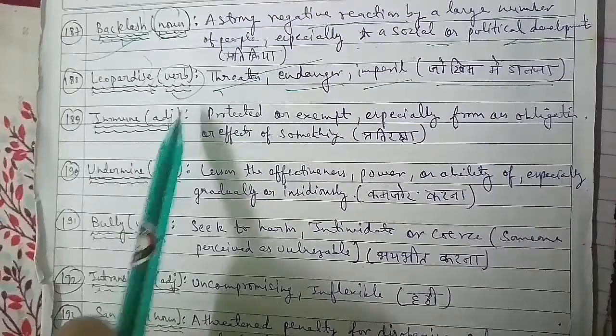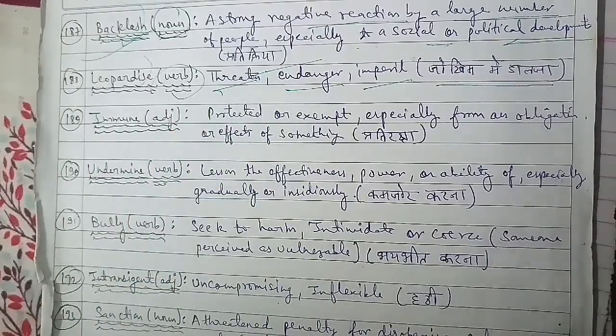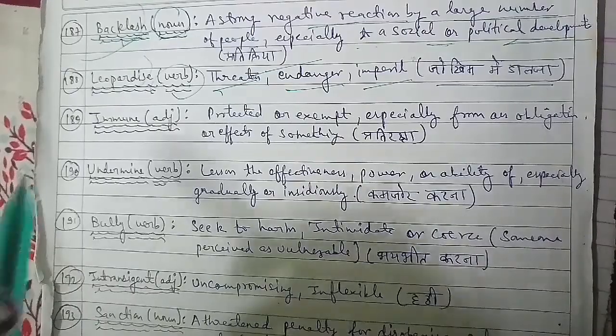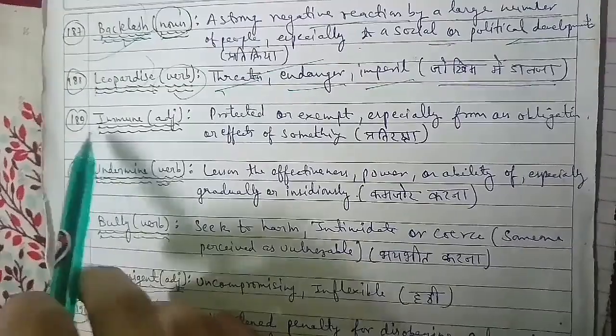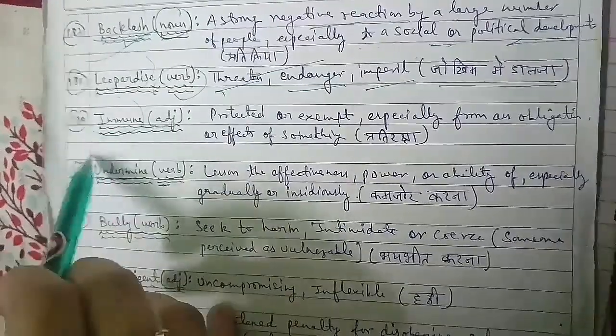Now moving on with the next one, the 189th word, and that is immune. I think this is a familiar word for you, but of course you may not be using these words in framing sentences, that is for sure.